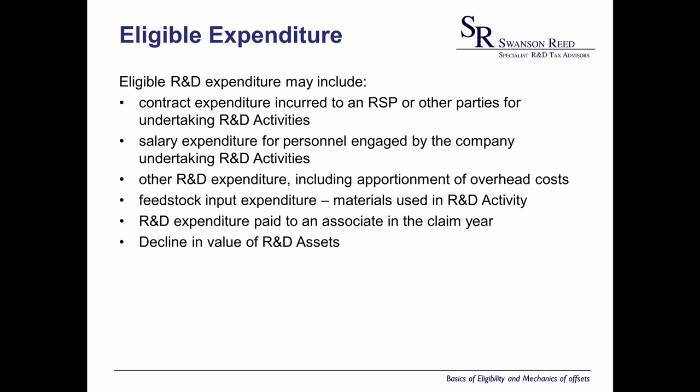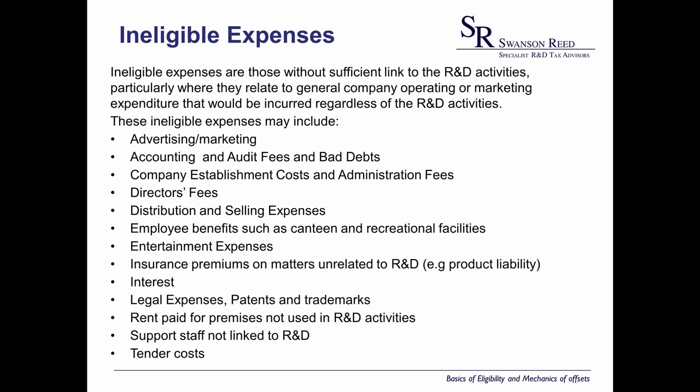Once the R&D tax offset rate is determined, eligible R&D expenditure a company may claim includes contract expenditure incurred to an RSP entity or other parties for undertaking R&D activities, salary expenditure for personnel engaged by the company undertaking R&D activities, other R&D expenditure including apportionment of overhead costs, feedstock input expenditure, that is, material used in R&D activity, R&D expenditure paid to an associate in the claim year, and the decline in value of R&D assets. Ineligible expenses are those without significant link to the R&D activities, particularly where they relate to general company operations or marketing expenditure.